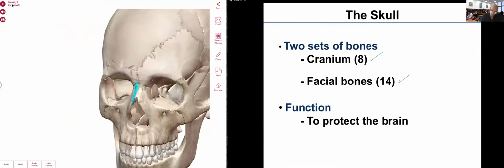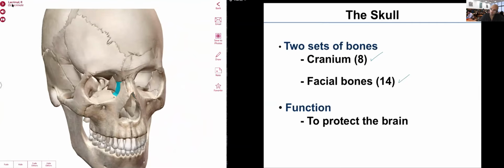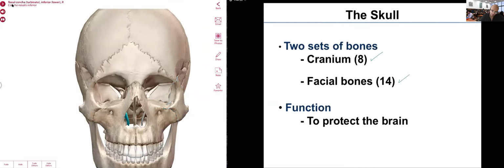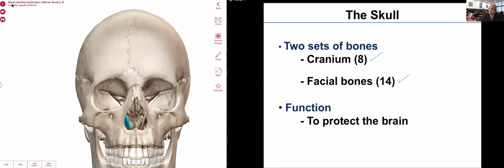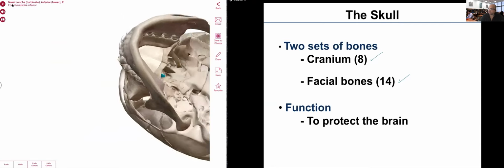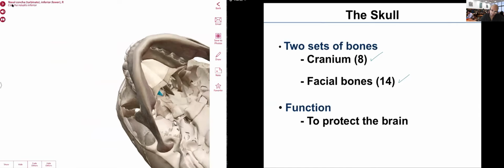1, 2, 3, 4, 5, 6. Then lacrimal bone, 7, 8. Then the two zygomatic bones, 9, 10, two inferior nasal conchae, 11, 12, and finally on here, the palatine bones. All right.